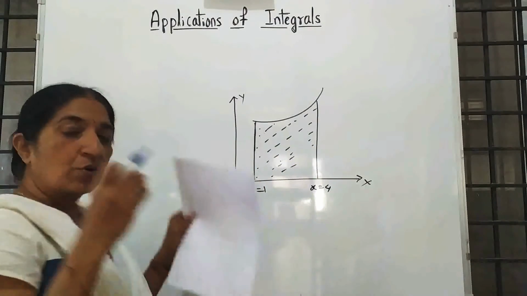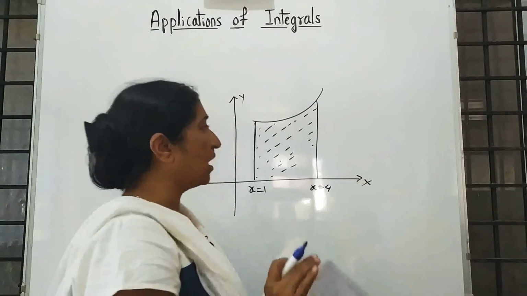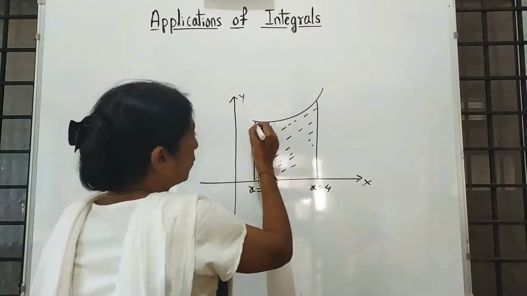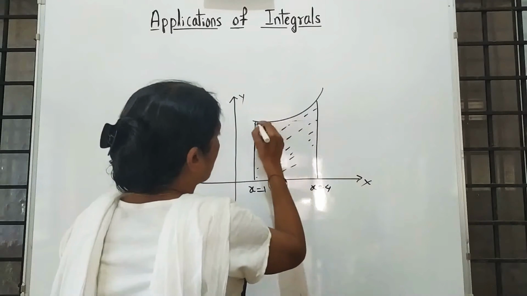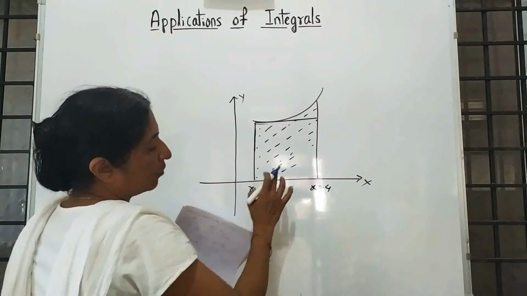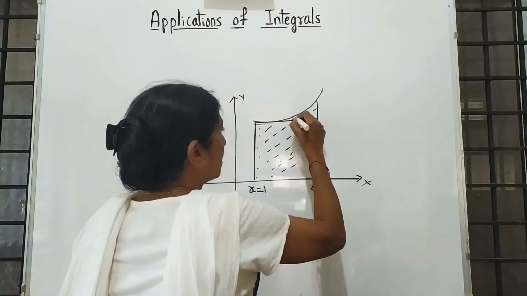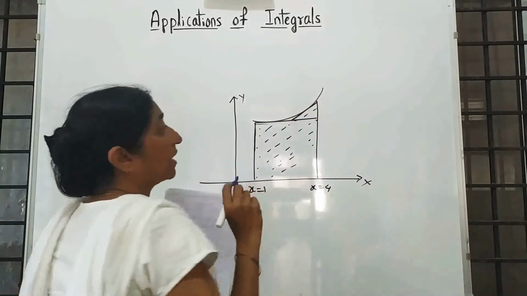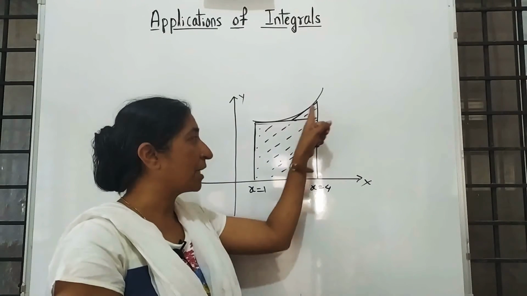If you don't know integration, let us forget that. Then how would you calculate? If you draw the line, this gives you a square, so you can use the area of the square. After that, if you join this, you will get a triangle, then you use the area of the triangle. You add these two, you will get the area.